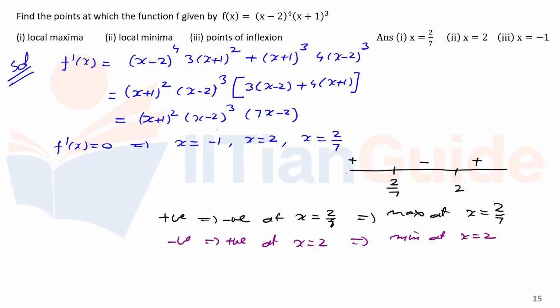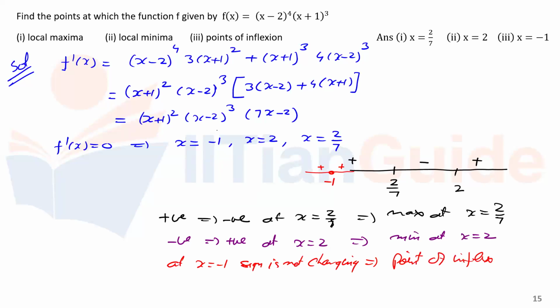तो minus 1 का होल स्क्वायर, तो minus 1 वाला पॉइंट मेरे पास यहाँ कहीं आएगा, ठीक है? minus 1 के लेफ्ट में भी पॉजिटिव रहेगा और राइट में भी पॉजिटिव रहेगा. तो at x is equal to minus 1, sign is not changing. Sign change नहीं हो रहा है. That means this is point of inflection. So I have got all the answers.